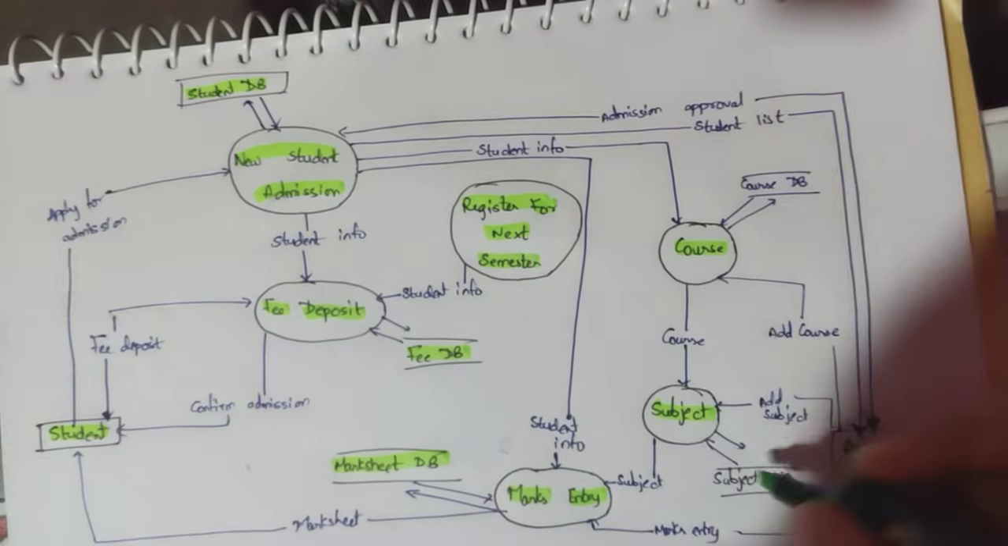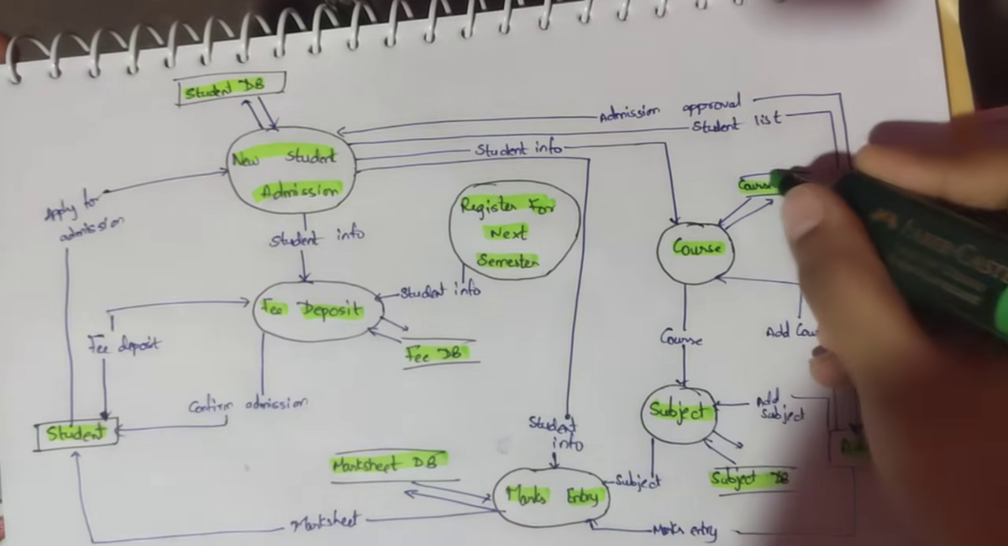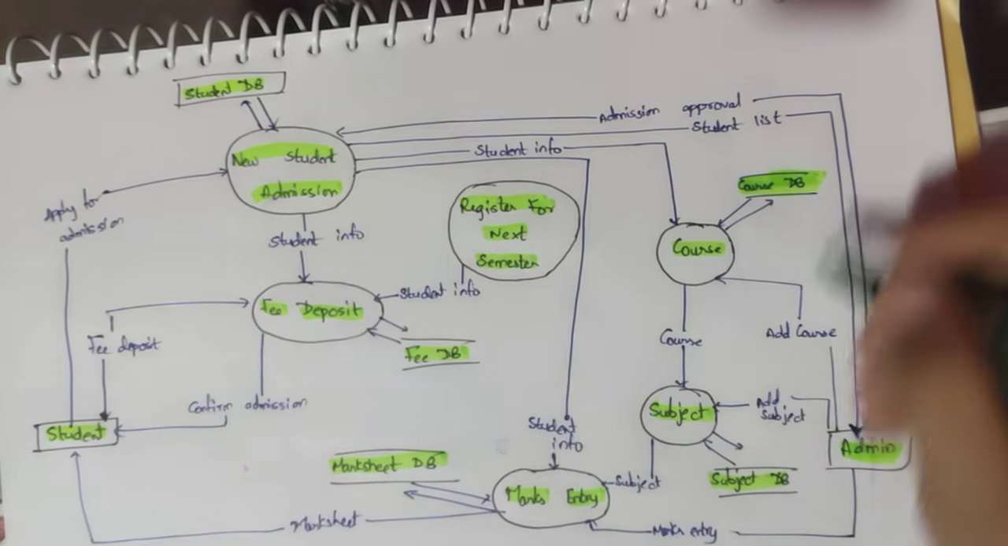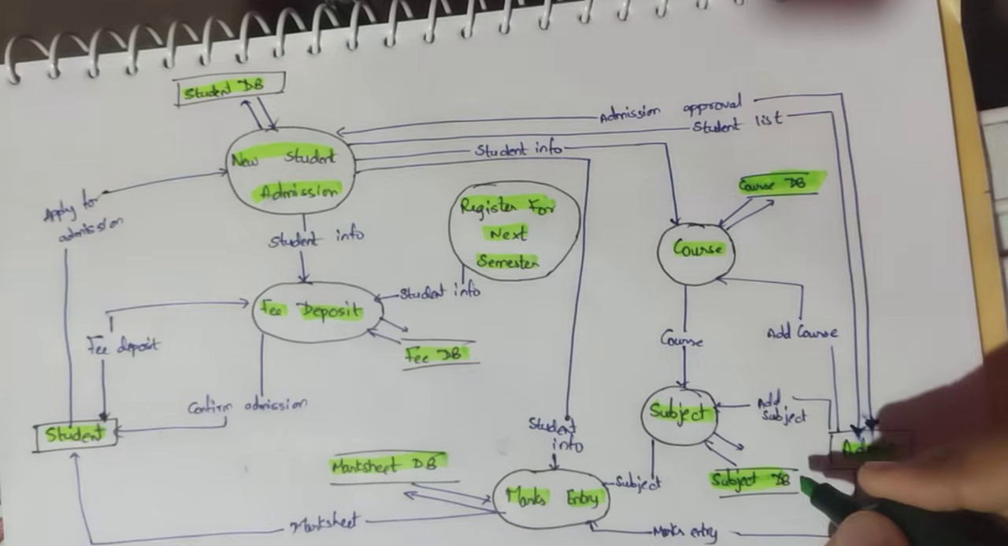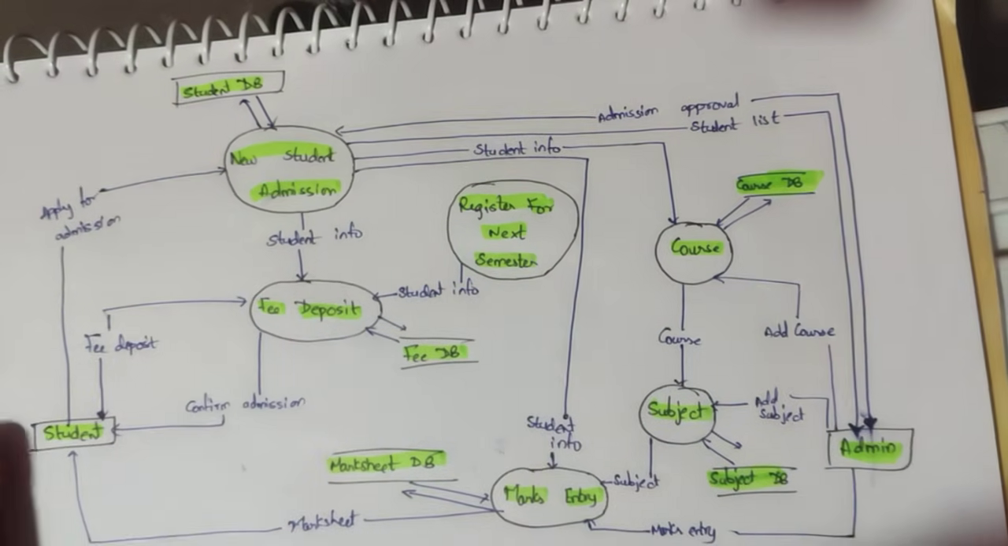Next we have the subject DB and the course DB. The course DB will include all the courses that we have. The subject DB will include all the subjects in that course. So now let's see one by one.